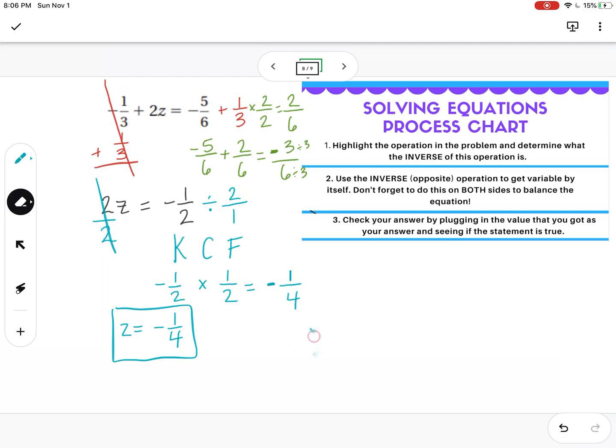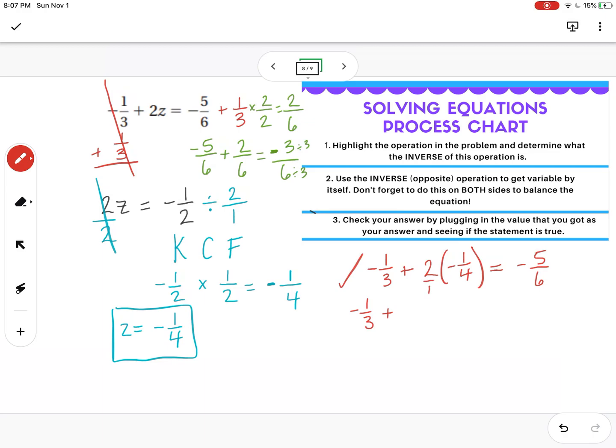Now don't trust me. Let's actually go ahead and check our answer and see if this is true. I'm going to put it over here this time because I ran out of room a little bit. So we are left with negative 1/3 plus 2 times negative 1/4 equals negative 5/6. So let's see if this is true. We're going to have to simplify. So we have negative 1/3 plus, let's actually multiply this. And remember, this would be the same as 2/1. So 2 times 1, first of all, we'd be given negative. 2 times 1 is 2. 1 times 4 is 4.